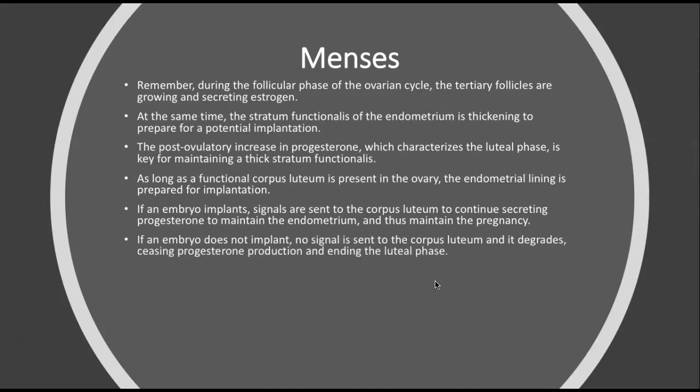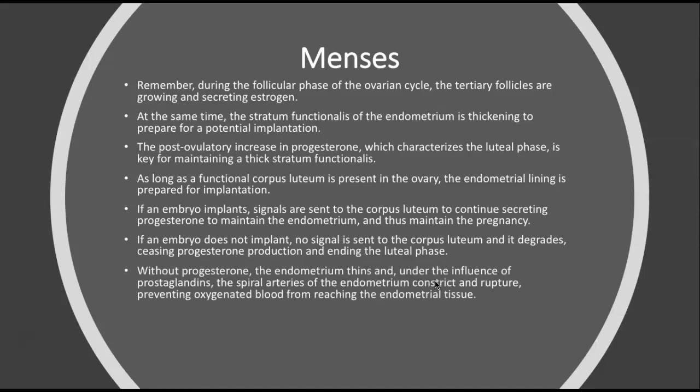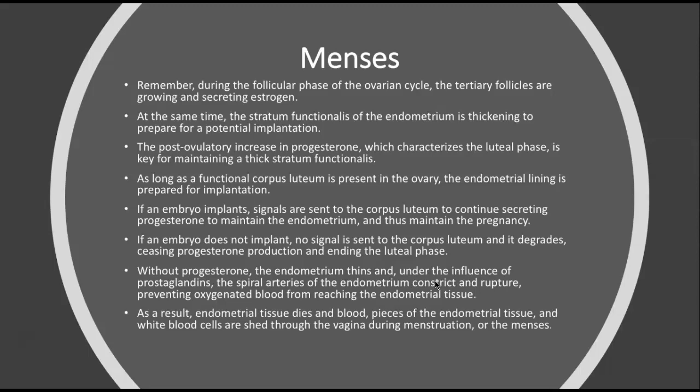But if an embryo does not implant, no signal is sent to the corpus luteum, it begins to degrade, it ceases progesterone production, and it ends the luteal phase. Without progesterone, the endometrium thins, and under the influence of prostaglandins, the spiral arteries of the endometrium constrict and rupture, preventing oxygenated blood from reaching the endometrial tissue, and as a result, that tissue dies, and blood, pieces of that tissue, and white blood cells are shed through the vagina during menstruation.